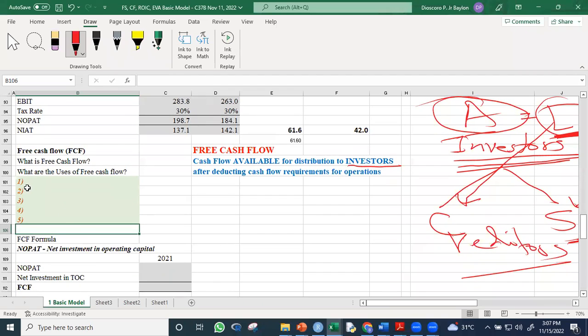What will be, can you give 1? Remember, this is used, look at the definition. Saan natin gagamitin si free cash flow? Okay, so that will be your clue. Where are we going to use free cash flow? For distribution. To whom? To investors. Sino si mga investors? We discussed that. Okay? Pero kailan to i-distribute? After we deduct cash flow requirements for operations. Okay? Whatever is left, yun ang pwedeng i-distribute sa investors.